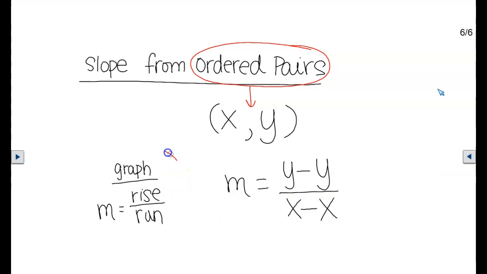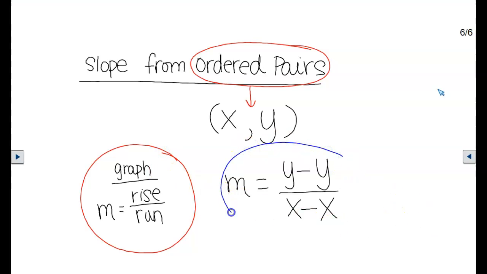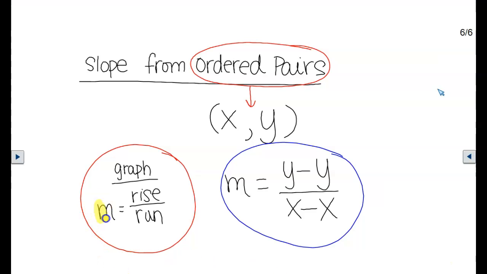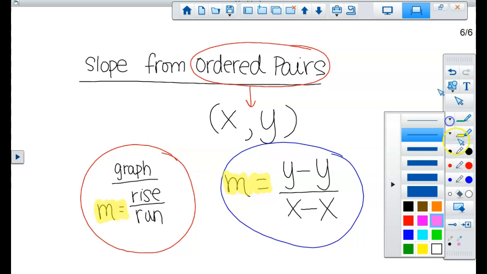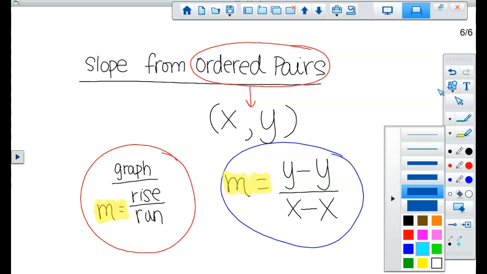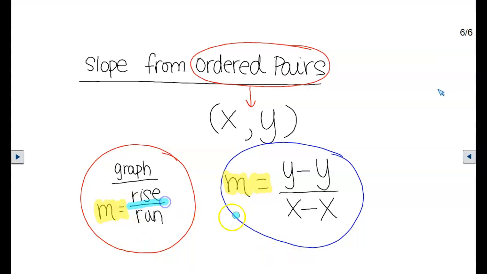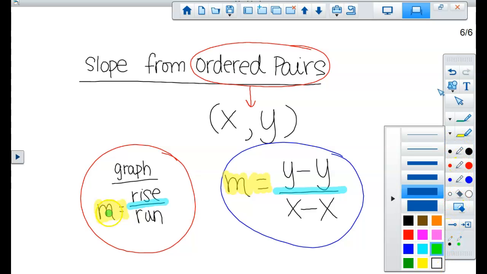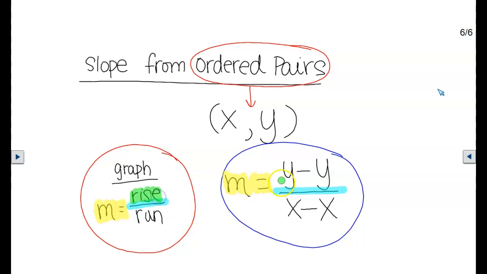I want you to compare what we did on the graph to what we are now going to be doing today with our ordered pairs. I want you to notice how these are similar. Both of these start out with m equals, slope is equal to, so they have that in common. But what I want you to notice is the difference. We're still dealing with a fraction here, so we still have that fraction bar in the middle of this definition. What you'll notice this time is that rise has been replaced with y minus y.